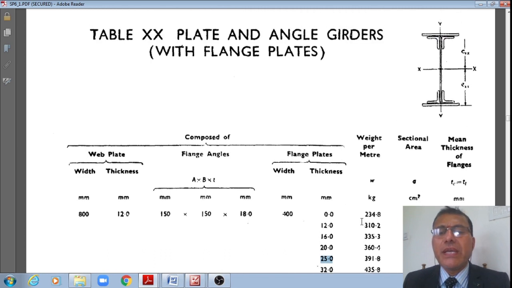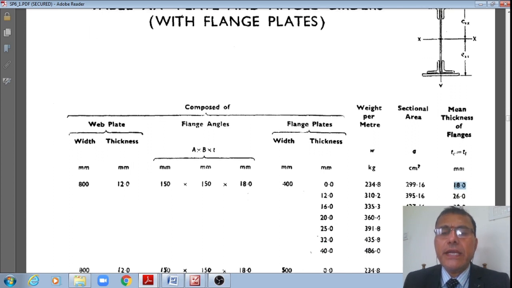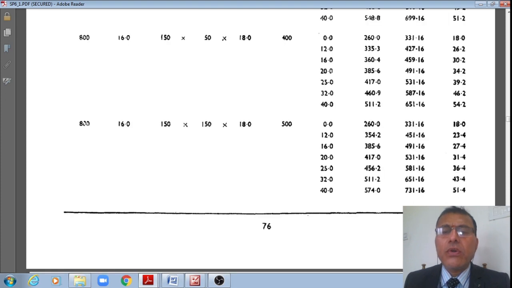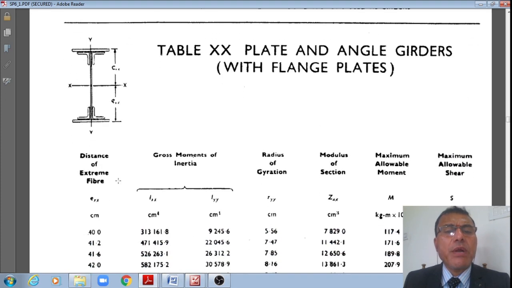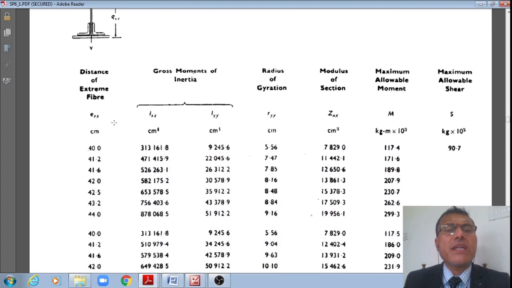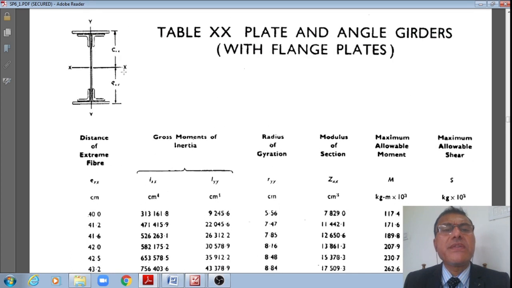Accordingly, if you don't use any plate, then just a web plate along with 4 angles has a unit weight equal to 234.8 kg per meter, with a sectional area of 299.16 centimeter square, students, and its mean thickness of the flange in the compression as well as tension zones is equal to 18. So on and so forth you can note down. Whereas the other relevant properties in such a case, what is the distance of extreme fiber?